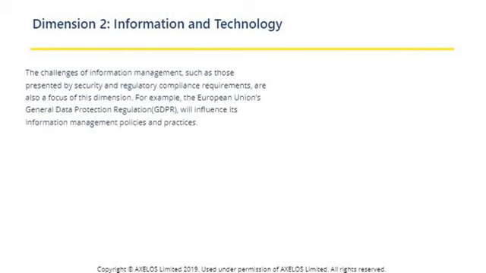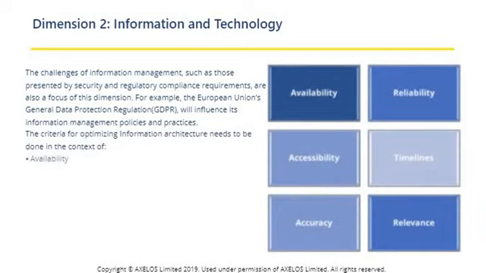The challenges of information management, such as those presented by security and regulatory compliance requirements, are also a focus of this dimension. For example, the European Union's General Data Protection Regulation (GDPR) will influence its information management policies and practices. The criteria for optimizing information architecture need to be considered in the context of availability, reliability, accessibility, timeliness, accuracy, and relevance.